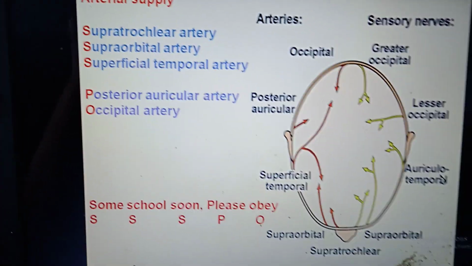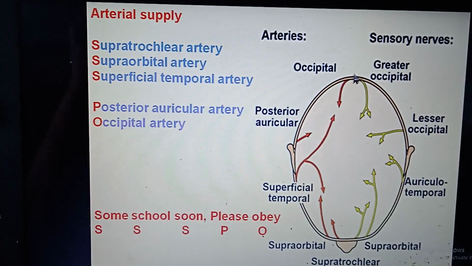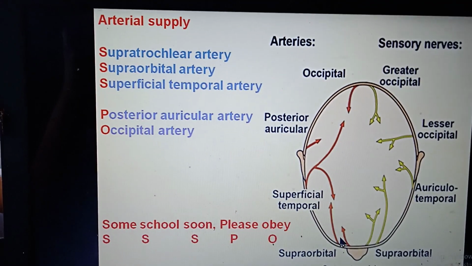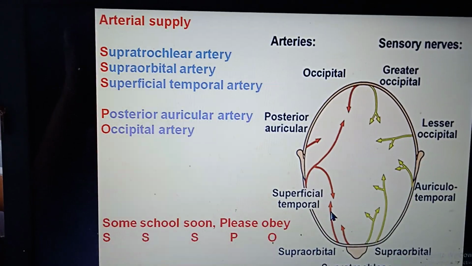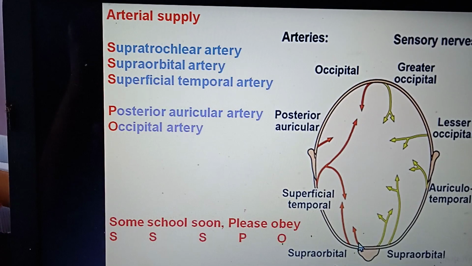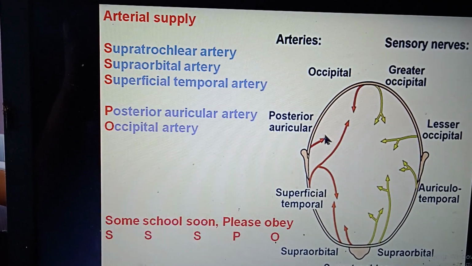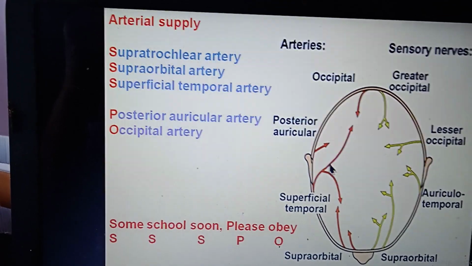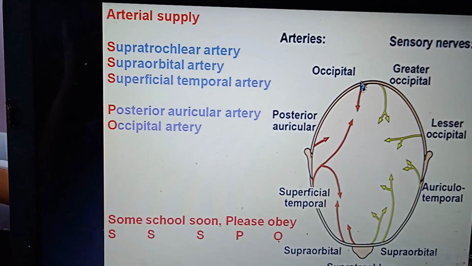Now in this figure, this one is the anterior aspect, the nose, and this one is the posterior aspect. So always proceed from anterior to posterior. This one is supratrochlear on the medial side, and laterally there is supraorbital. These are arteries: supratrochlear artery, supraorbital artery, then superficial temporal. This one is anteriorly superficial temporal, and this is posterior auricular, and this one is occipital.